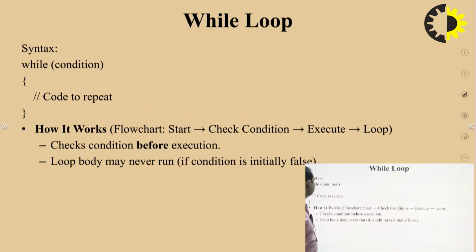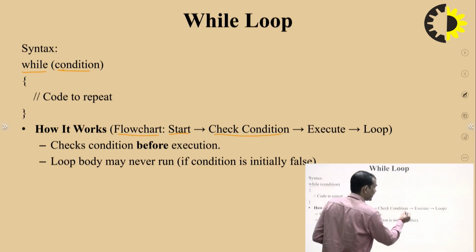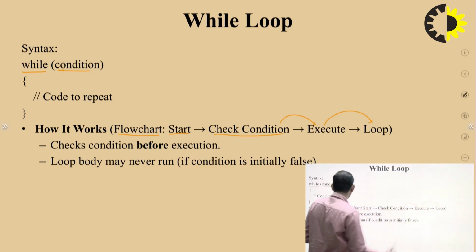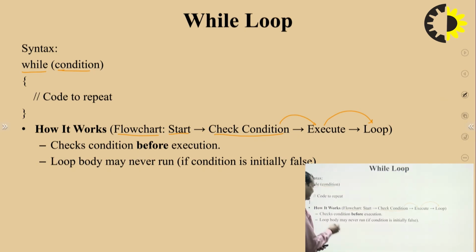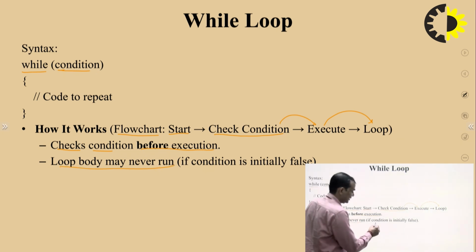Now what is a while loop? A while loop works in a different way. In a while loop we declare only the condition, and then it will execute. We can go through the flow chart. Firstly we start, then it first checks the condition. If the condition is true, it will execute, then it will apply the loop. Means here it first checks the condition before the execution, and if the condition is initialized false, the loop may never run.